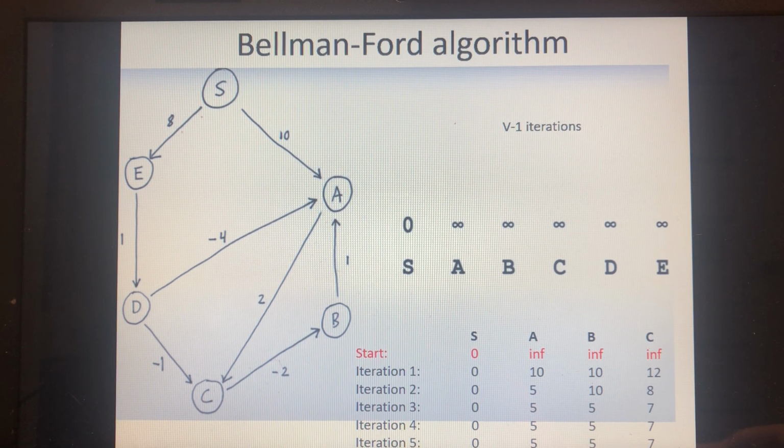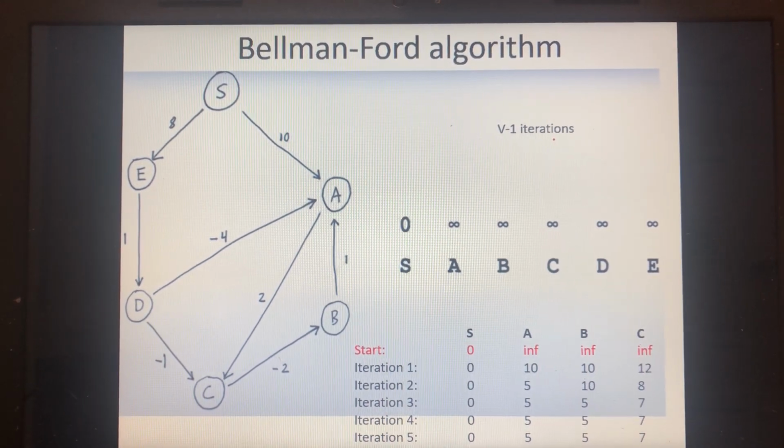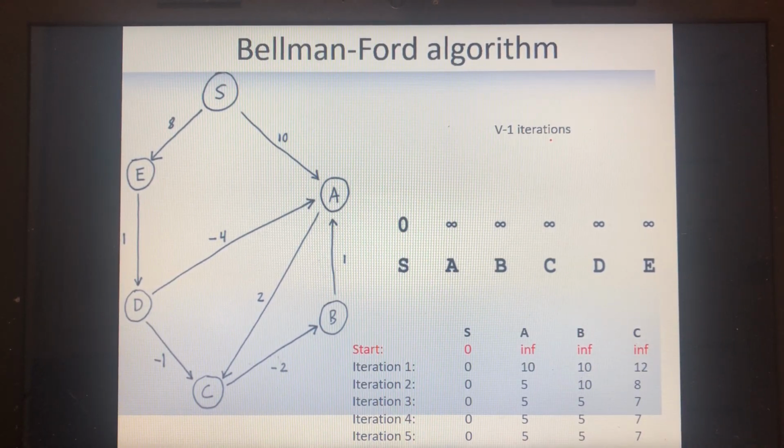So if you have 1, 2, 3, 4, 5, 6 vertices, there would be 6 minus 1, it means 5 iterations. Usually not all those iterations are necessary, because at the last iterations there may not be any changes. So how this is performed, I wrote the iterations here. Basically it is a similar thing.